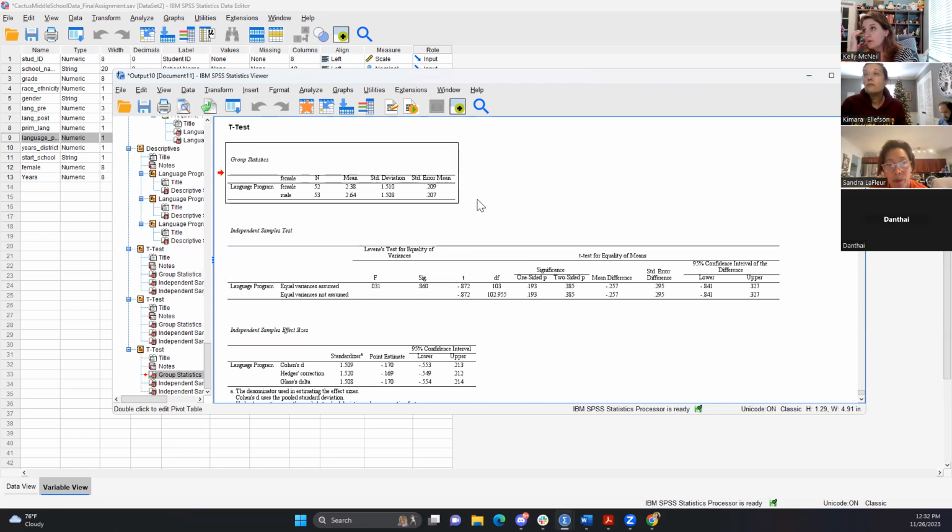But what language program are you talking about? This is all of them, all the 100 language programs. Is that what you wanted? Oh, I see what you're saying. So of all of the students whose first language is not English, is there a difference between boys and girls? And the answer is no. No statistically significant difference.